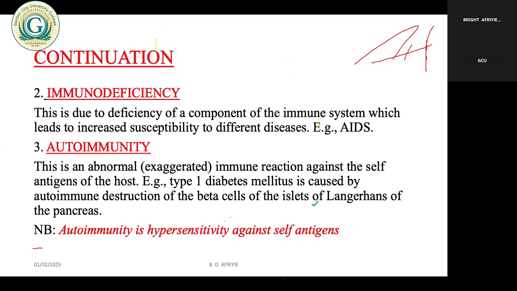Then we have autoimmunity, which is simply hypersensitivity against self-antigens, where your immune cells fight against your own cells, right? They fight against the cells of your skin, your kidney, your liver, and all that. In this situation, we are looking at systemic lupus erythematosus as an example. Rheumatoid arthritis is part of it. Discoid lupus erythematosus is also part of it. Even type 1 diabetes, which is caused by the autoimmune destruction of our beta cells. Yeah, so that is how it is.